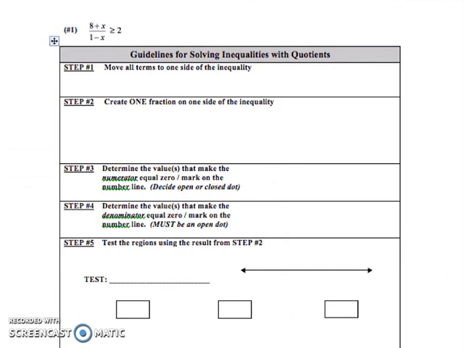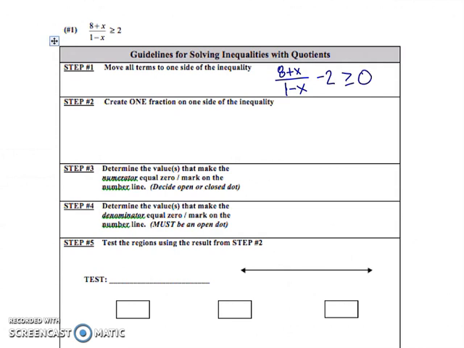So our first step here has to be to move all terms to one side of the inequality because we need a 0 on the right-hand side. So I'm going to subtract that 2 over. That's going to make our inequality look like this: (8 plus x) over (1 minus x) minus 2 is greater than or equal to 0.